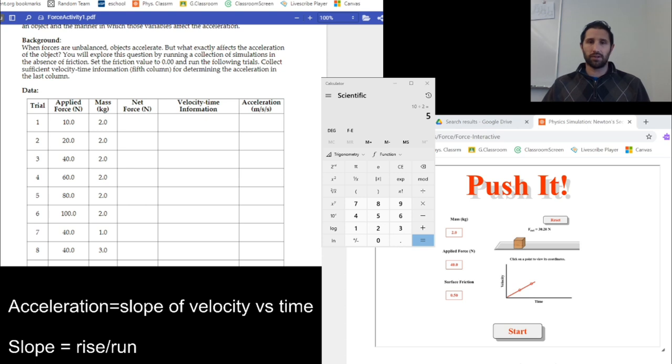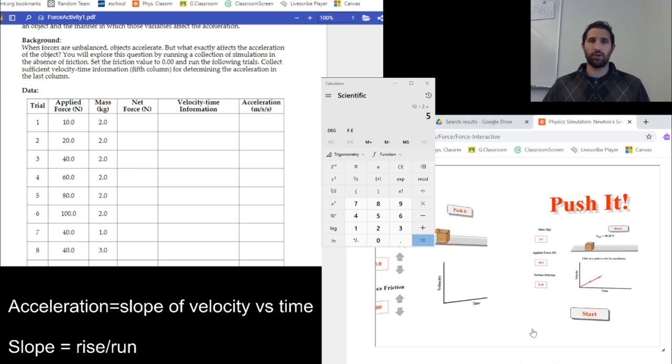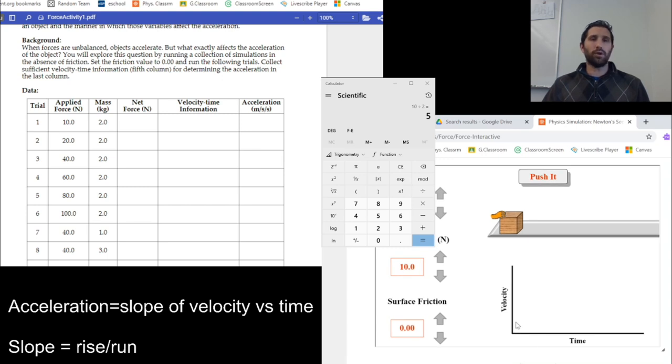To run this, I'm going to click on start in the actual simulation. It's going to open up here, and I want to follow the lab sheet that's over here on the left. So I want to set it to have an applied force of 10 newtons. I want to make sure there's no surface friction for all the trials, and that's what it's at here. And we want to have the mass be 2 kilograms, so I'm just going to click the up arrow here. So we have the object here. You can see the hand there that's going to push it, and it's going to continually apply the force.